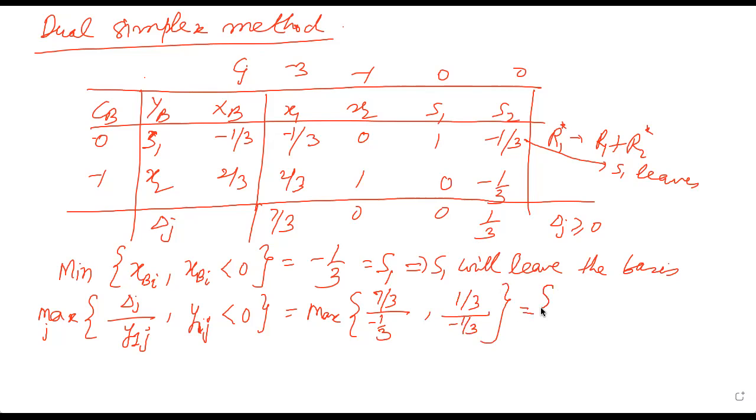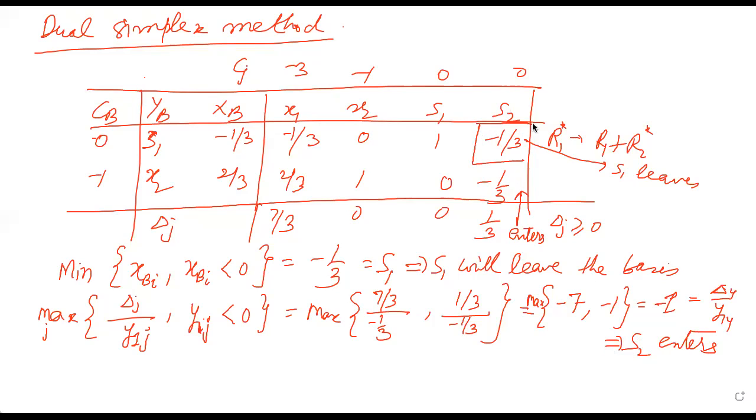Dekhi, ye toh aapke paas kitna ho gaya? Minus max of minus 7 and minus 1. Which is maximum? Minus 1. Minus 1 means kiske corresponding hai ye? Delta 4 upon y 1 4. So that means corresponding to this. S2. So this is enters. This enters. This implies that S2 enters. And this is your key element.